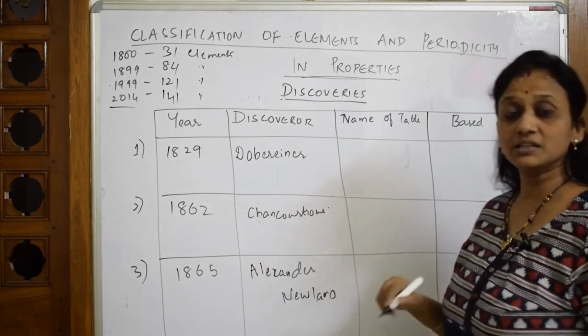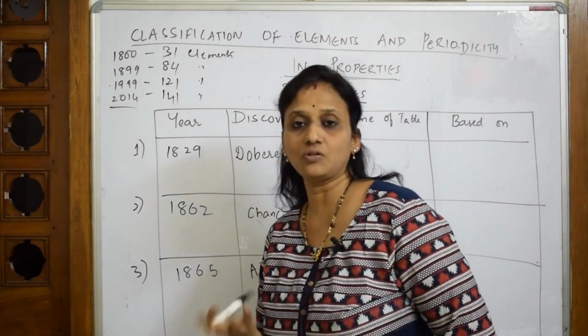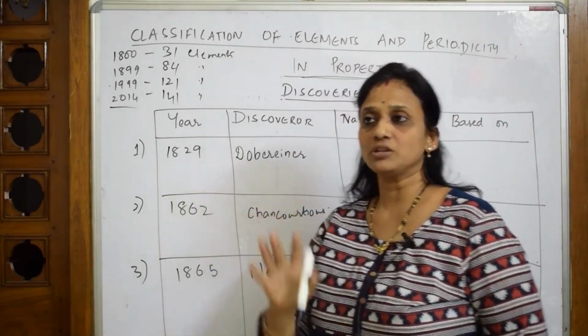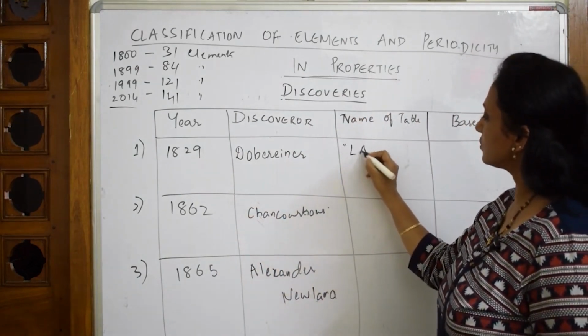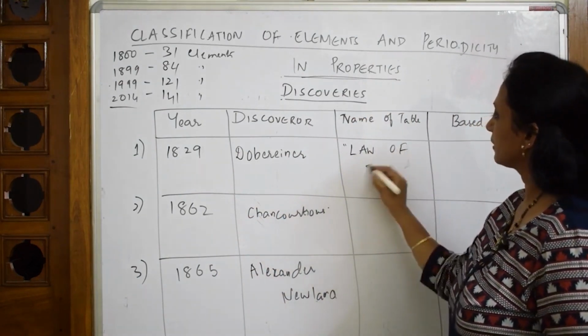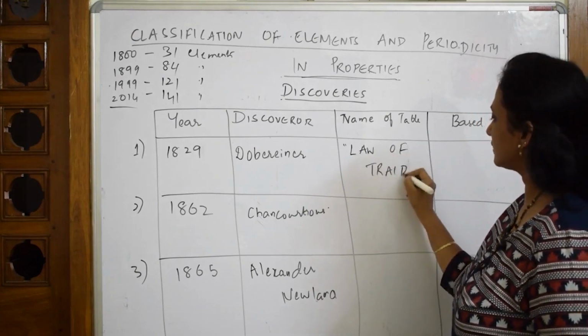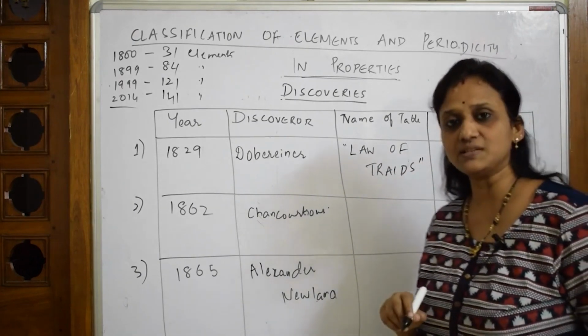Now, Dobereiner, what did he discover? So, name of the table. Whenever we speak of the discovery of Dobereiner, we put it in inverted commas, it's called the law of triads. Law of triads. Triads means a set of three. We will see what it is.